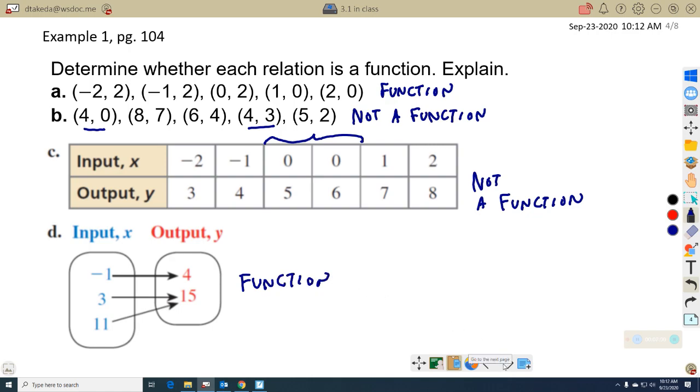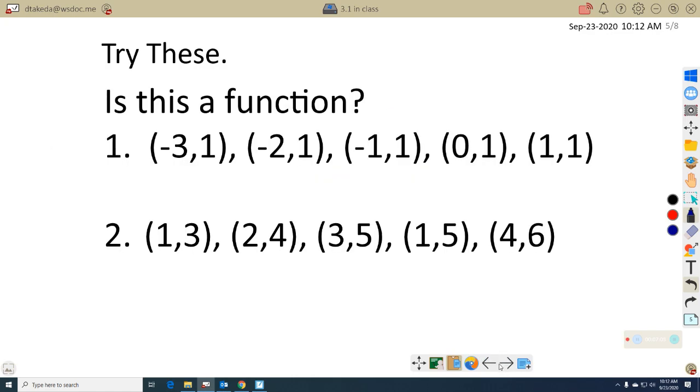Okay, so try these. There's 2 questions here. You'll be asked at the end of the pod whether or not for your answers on these. So for 1 and 2, is it a function? Is it not a function? Basically, yes or no. You can pause this if you need to look at these, and once you're ready, move on.